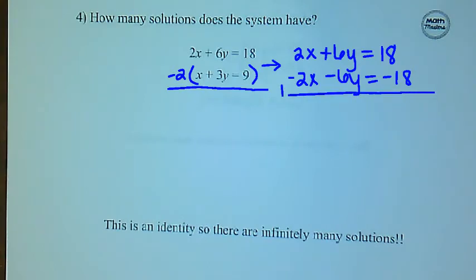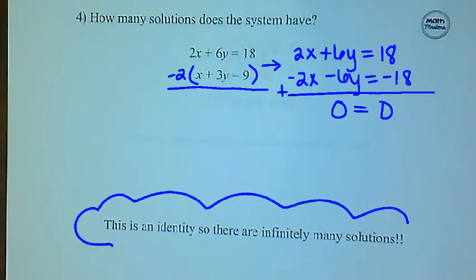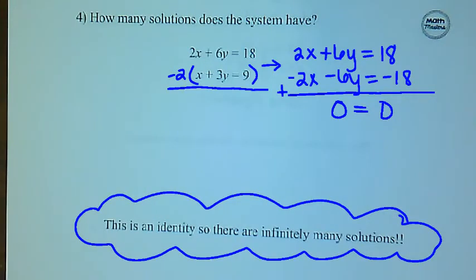Okay, so when I actually add these all together, everything cancels out. All right? So if you ever get 0 equals 0, this actually means that these two lines are the same. If you notice this first one, if I were to divide everything by 2, I'd get this second equation. So this is called an identity, so there are infinitely many solutions. So again, all this means is this is the same exact line. All right, this and this, these are the same line.